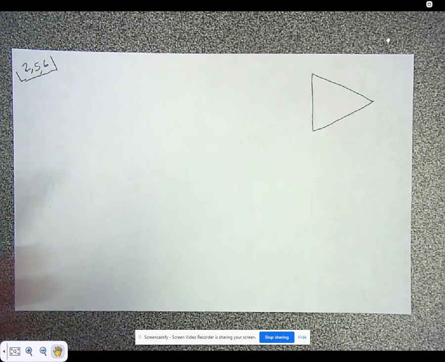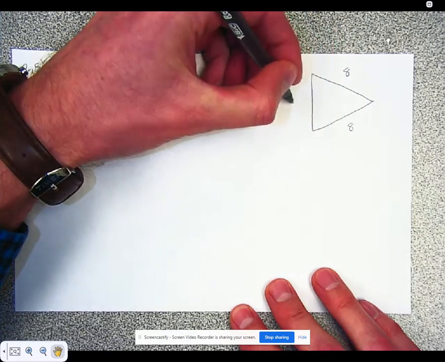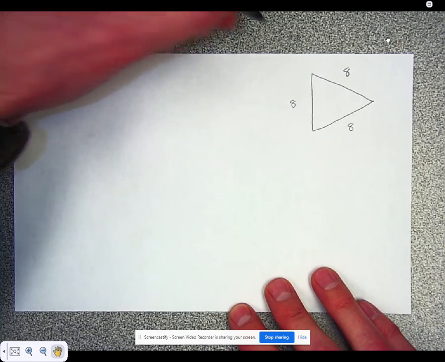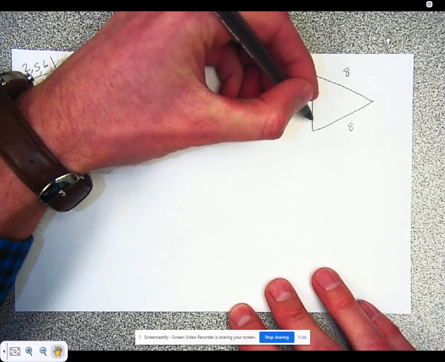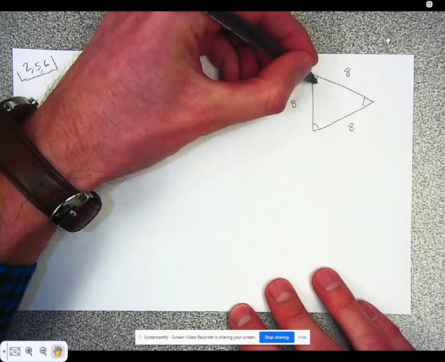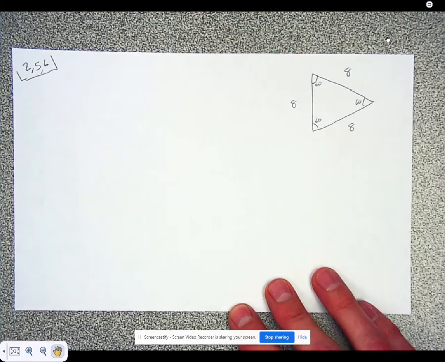So in my equilateral triangle, all the sides are the same. I'm going to just pick one. I'm going to say 8, 8, 8. So all three sides are 8. It works out that in an equilateral triangle, where all the sides are the same, it's also equiangular. So all the angles are the same. They all end up being 60 degrees, 60 degrees, and 60 degrees, because they all add up to 180. Okay, so I've got my equilateral triangle.